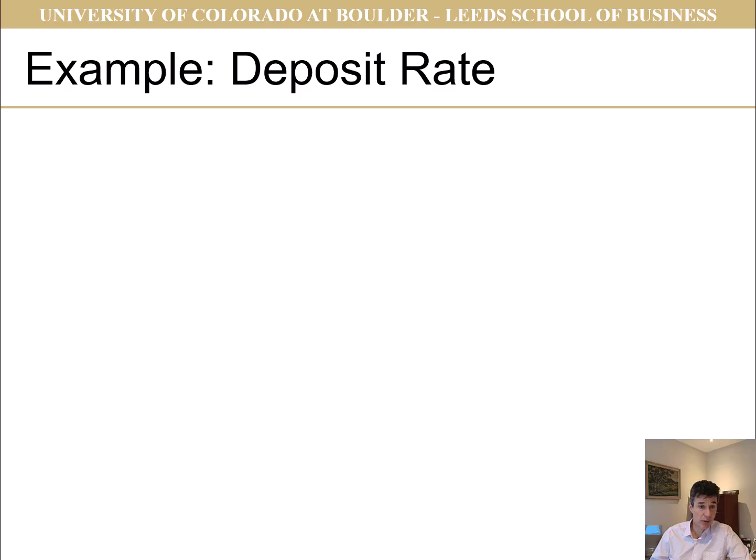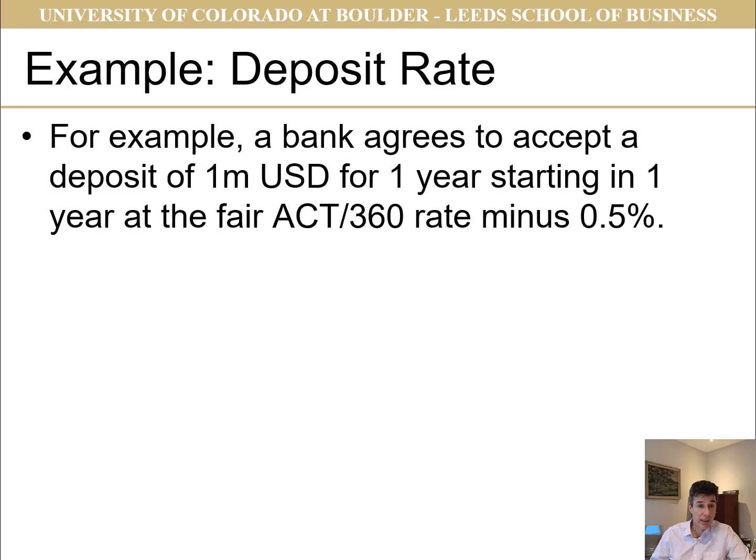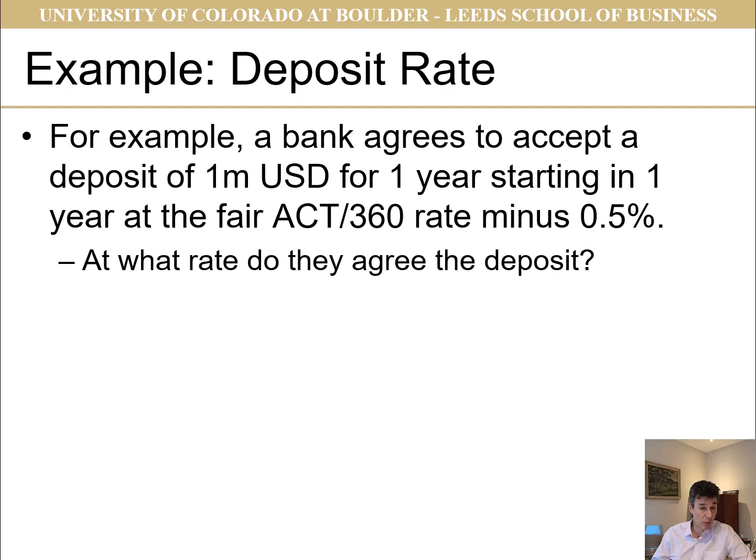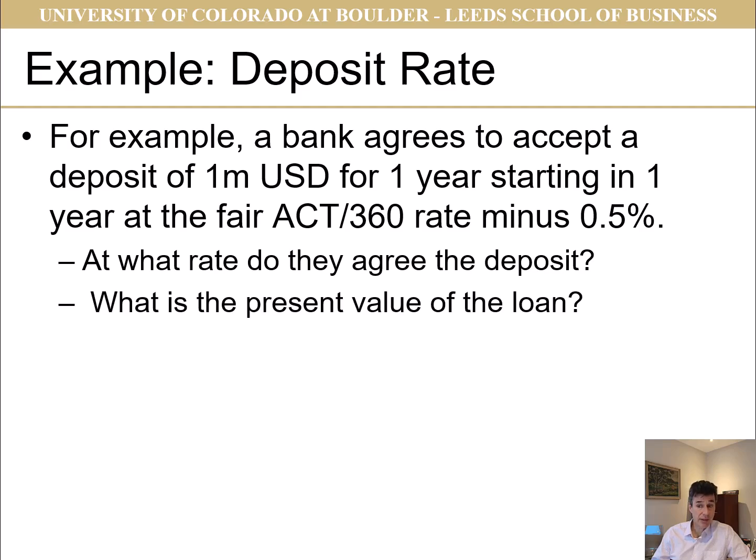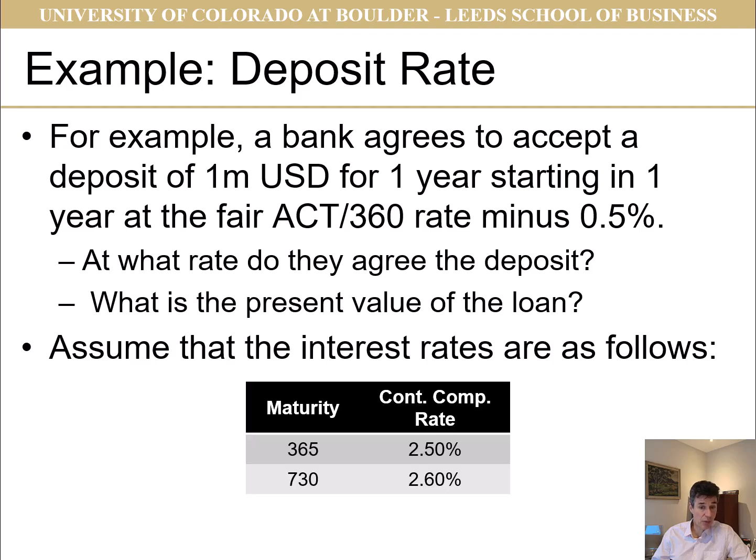Let's do an example where it's easier to work in the second formula. A bank agrees to accept a deposit, so they're borrowing $1 million for 1 year, starting in 1 year, at the fair actual over 360 rate minus 0.5%. At what rate do they agree, and what's the present value of the loan? Let's assume interest rates are the ones we've been working on: maturity 365 days, 2.5% continuously compounded rate; maturity 730 days, 2.6% continuously compounded rate.